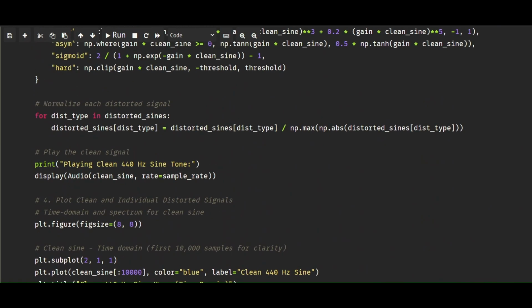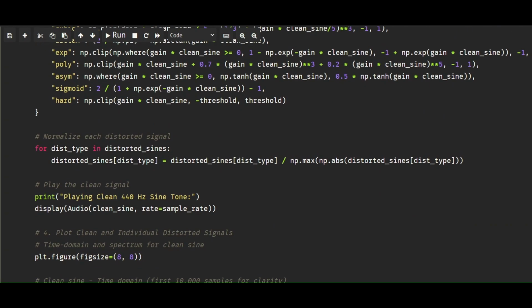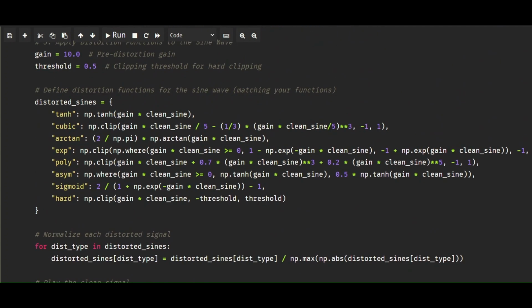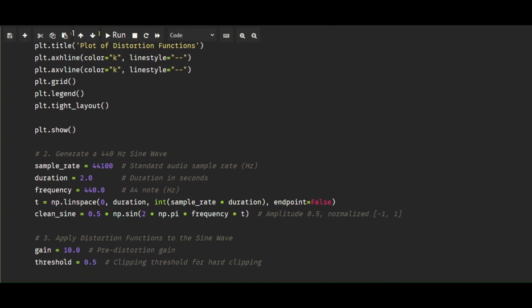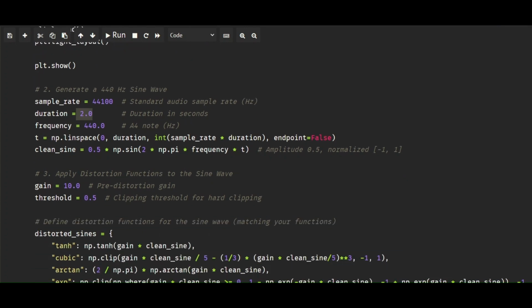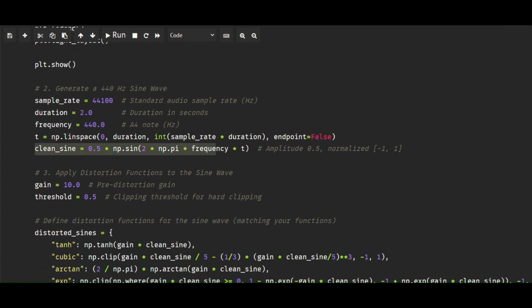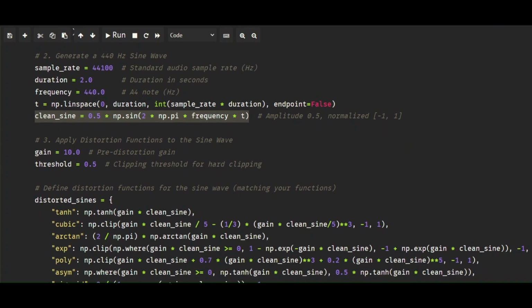Now what I'm planning to do is pass a sine wave through these functions and see how the sine wave behaves. I'm going to generate a 440 hertz note. If you are from a music background, this 440 hertz is nothing but the frequency of A note on the 4th octave. And I am going to sample it at the CD sampling rate, that is 44.1 kilohertz, and the signal will be for a duration of 2 seconds. This is how I'm going to generate my complete 440 hertz sinusoidal signal. I'll apply some gain to it to increase its volume, and I will set the threshold for hard clipping at 0.5 as I showed in the function earlier.